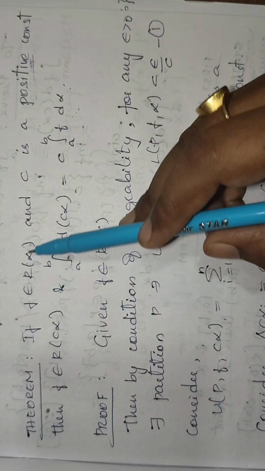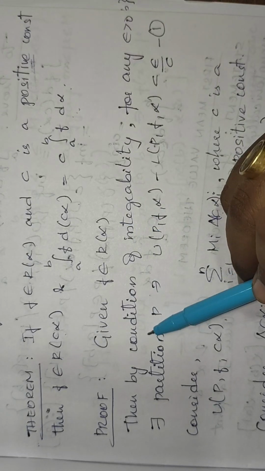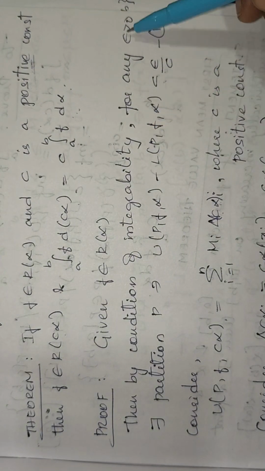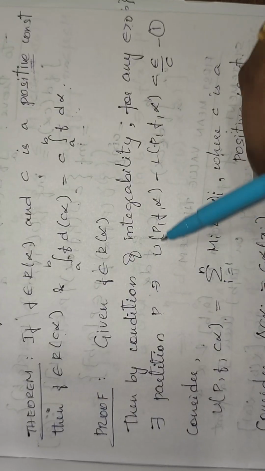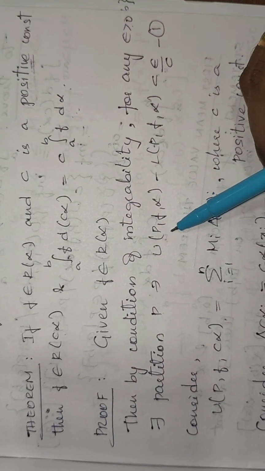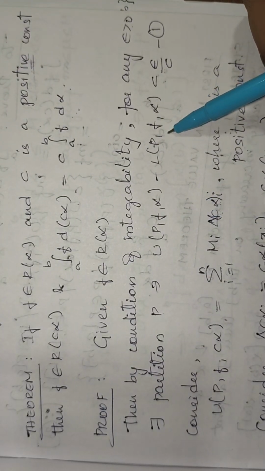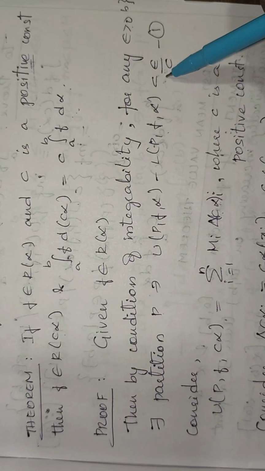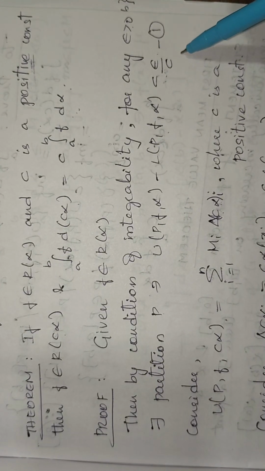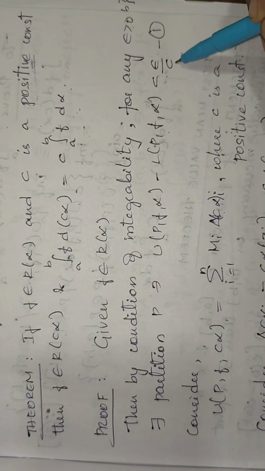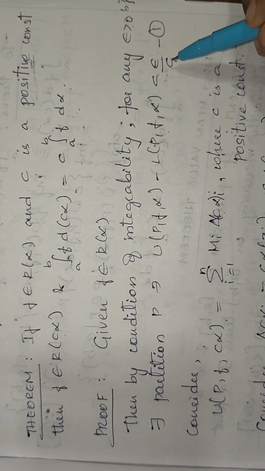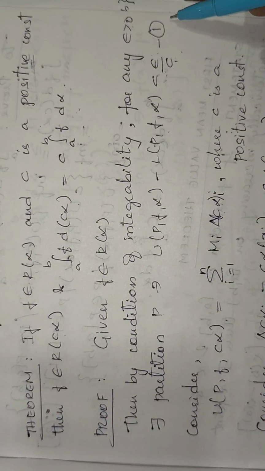Given f belongs to R of alpha, then by the condition of integrability, for any positive epsilon there exists a partition P such that U(P, f, alpha) minus L(P, f, alpha) is less than epsilon by c. Instead of epsilon, we have written epsilon by c, and you will come to know why in the upcoming steps. Name this as equation 1.